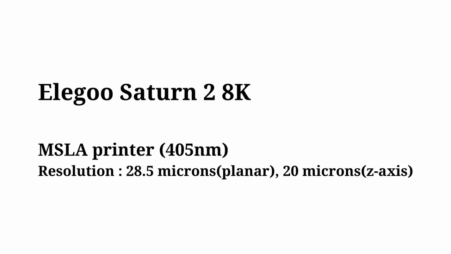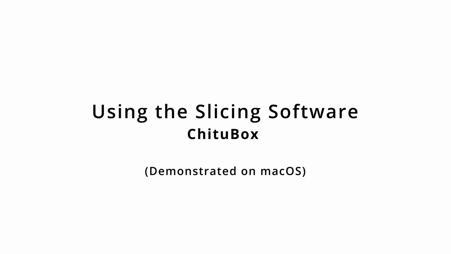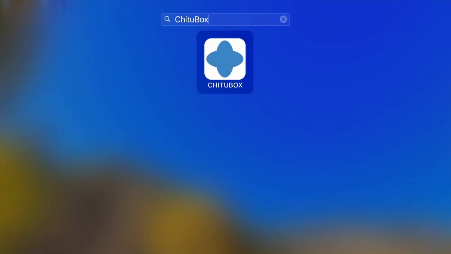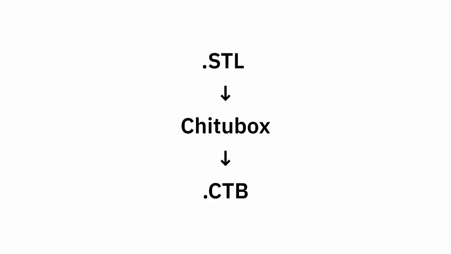This tutorial covers the basic operation of a LEGO Saturn II printer. How to use Cheaterbox. Often you are given a .stl file, which is sort of like PDF files of 3D CAD designs. We are using a program called Cheaterbox, which processes this .stl file into a file that is printable by the Saturn II printer.